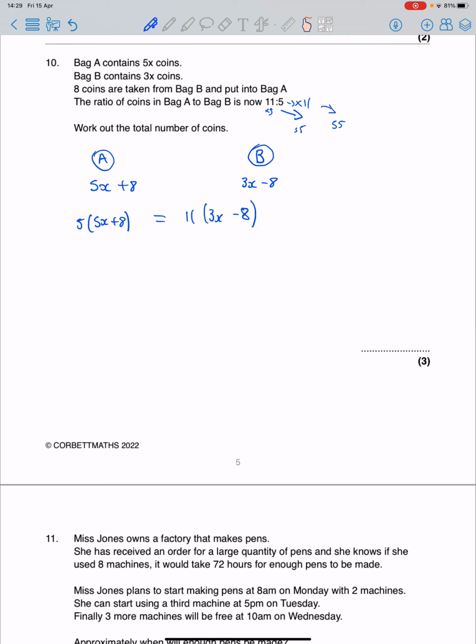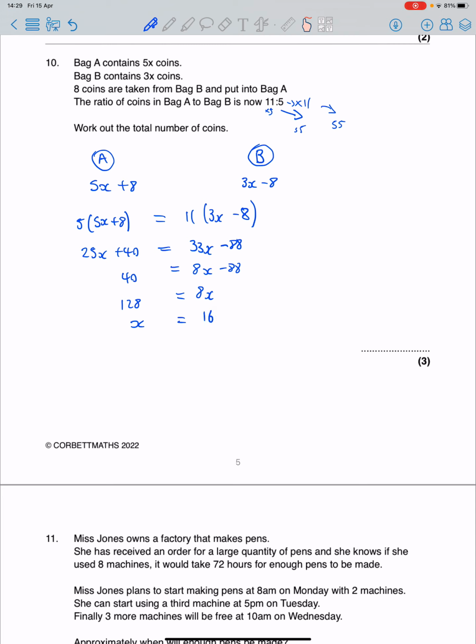And it says work out the total number of coins. Well, we can basically solve this equation. So multiply it out, we get 25x plus 40, because 5 times 8 is 40. 11 times 3x is 33x. 11 times minus 8 is minus 88. I'm going to subtract 25x from both sides, so I get 40 equals 8x minus 88. Add 88 to both sides, so I get 128 is equal to 8x. Then divide both sides by 8. I am shamelessly using the calculator. That's going to be 16, so x is equal to 16.